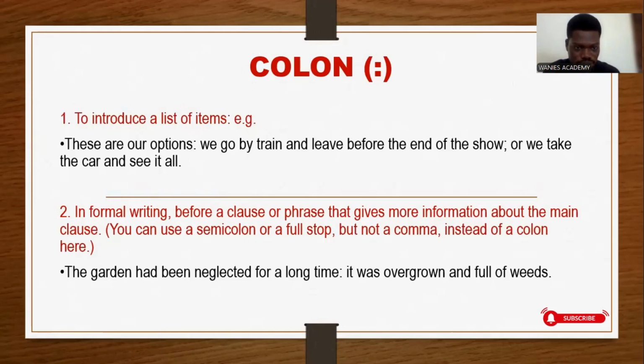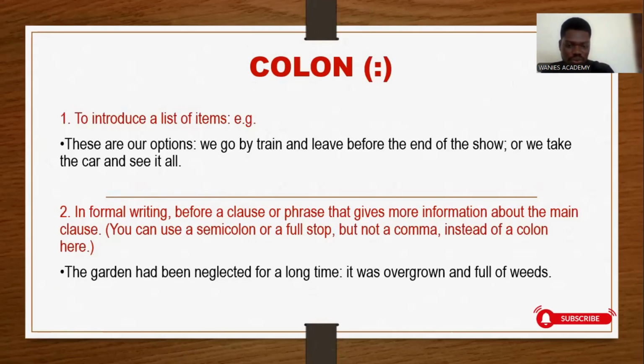By the colon. Now, in the second use, we have informal writing before a clause or phrase that gives more information about the main clause. Of course, here we can use the semicolon or full stop, but not a comma instead of a colon. Now, look at this example we have. The garden had been neglected for a long time. It was overgrown and full of weeds.